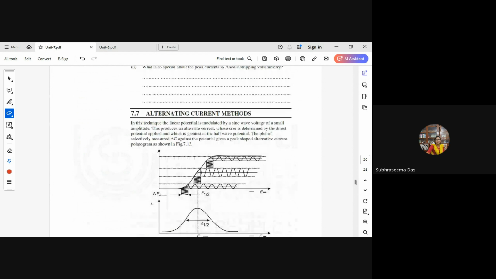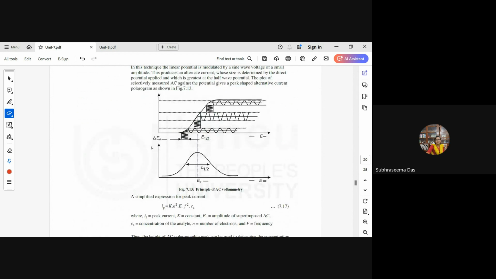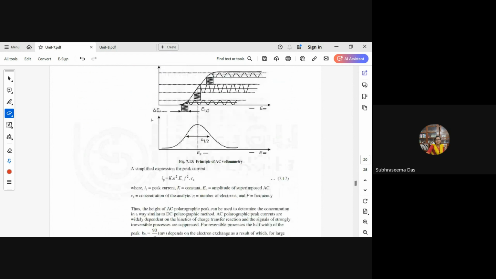So now coming to alternating current methods, that is voltammetry that uses alternating current. Here, the linear potential is modulated by a sine wave voltage of small amplitude, which produces an alternating current. The size is determined by the direct potential applied, and is greatest at E half. A peak shaped alternating current polarogram has been represented in figure 7.13.